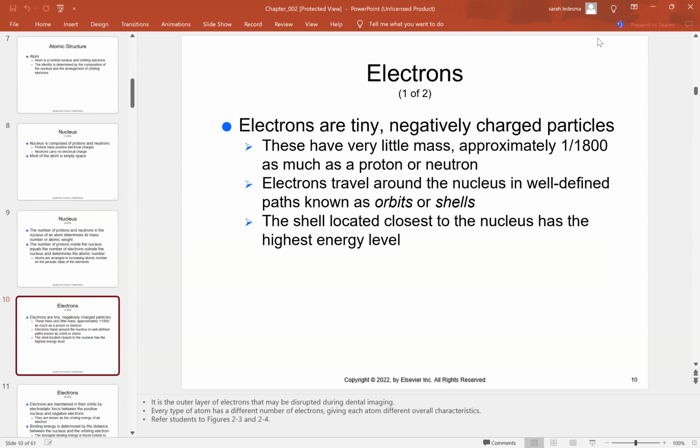Electrons are tiny, negatively charged particles. These have very little mass. Electrons travel around the nucleus in well-defined paths known as orbits or shells. The shell located closest to the nucleus has the highest energy level.